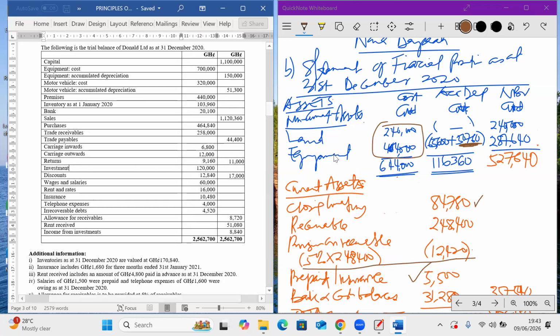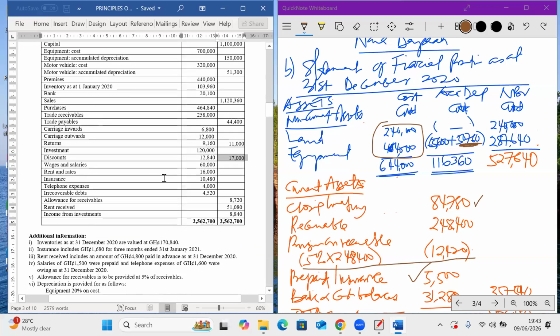Investment: if I were to write it here, I'll add it to current assets. After the bank and cash, I'll write investments, 120,000, in the current assets. You can also add it to the non-current assets, but here I'll add it to the current assets. Discounts: discount received is a gain, it's an income. So if the received is a gain, then the next one, which is the discount allowed, is an expense. That's how we treated it.